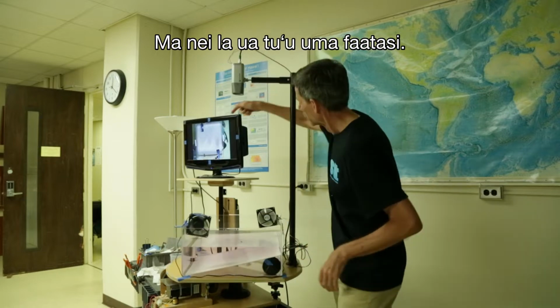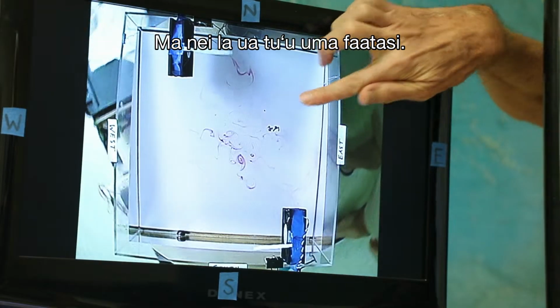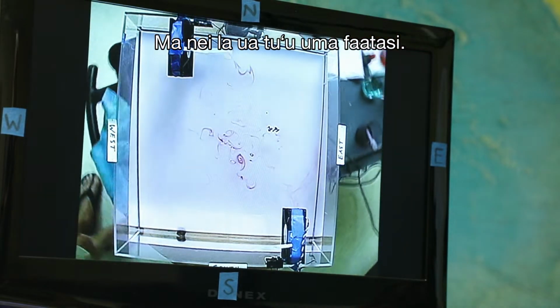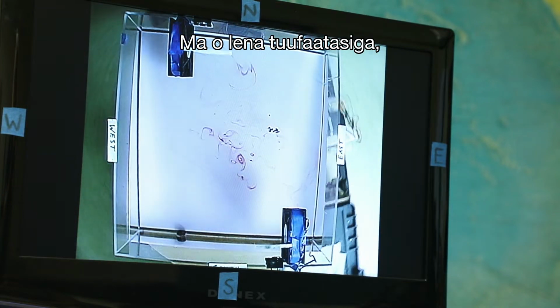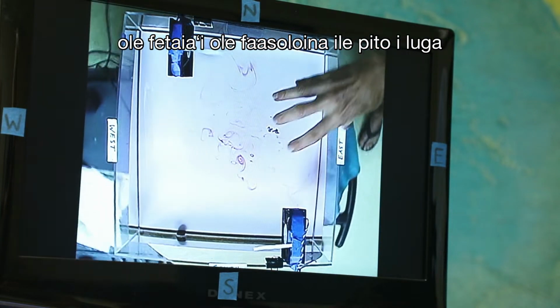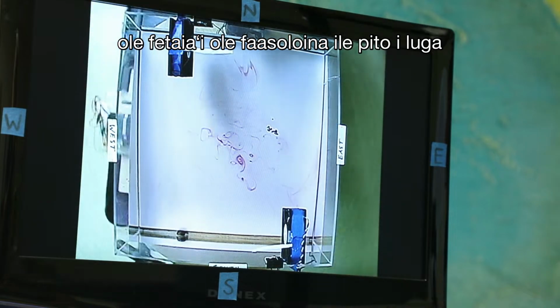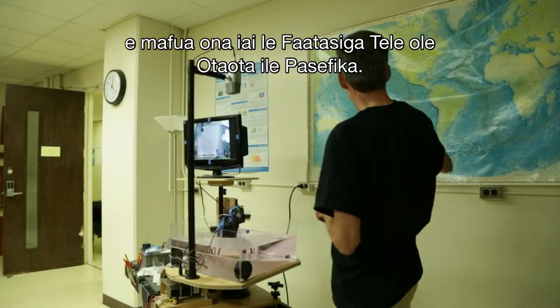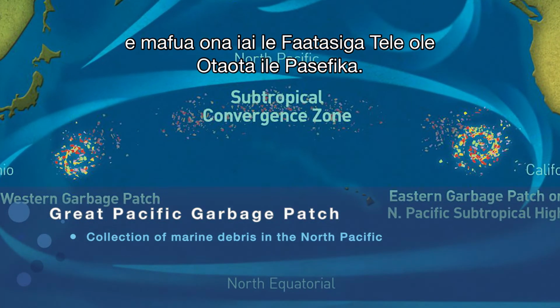And now they are all clumped together. And that clumping, that convergence of the flow near the surface is what gives us our Great Pacific Garbage Patch over here.